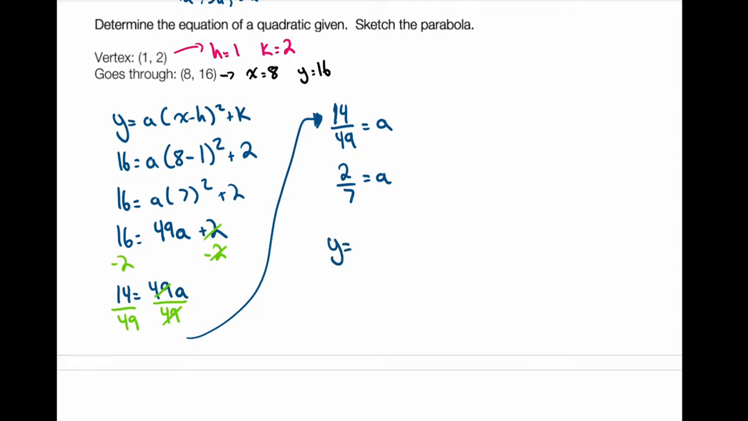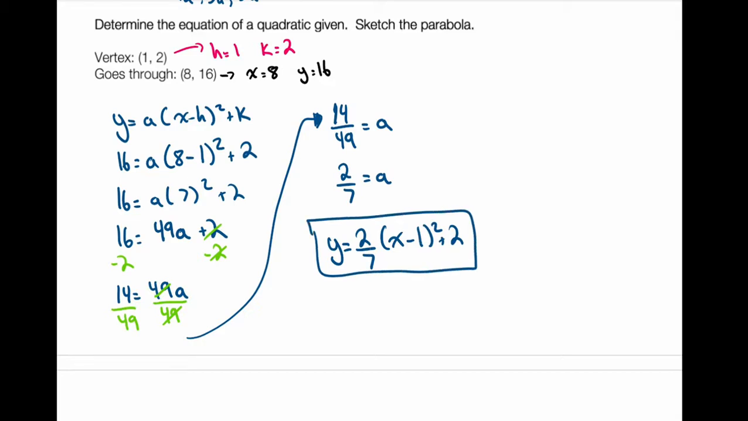Y equals, I know my a is 2 over 7, then x minus 1 squared plus 2, and this is my equation, or this is the equation of this quadratic.